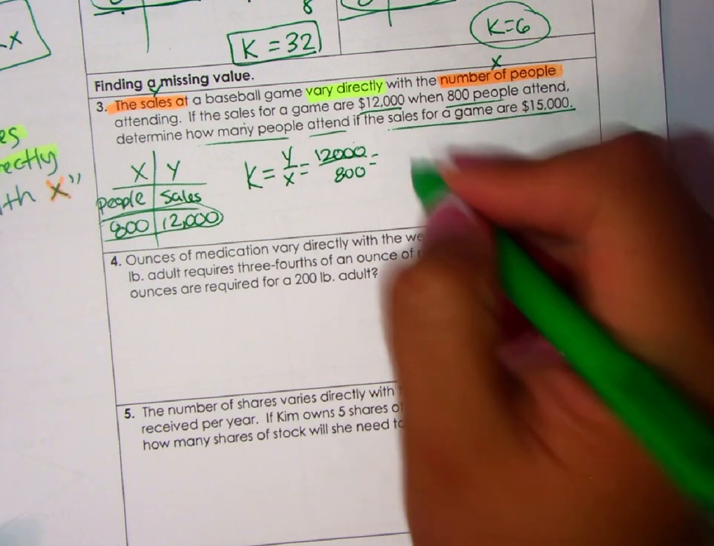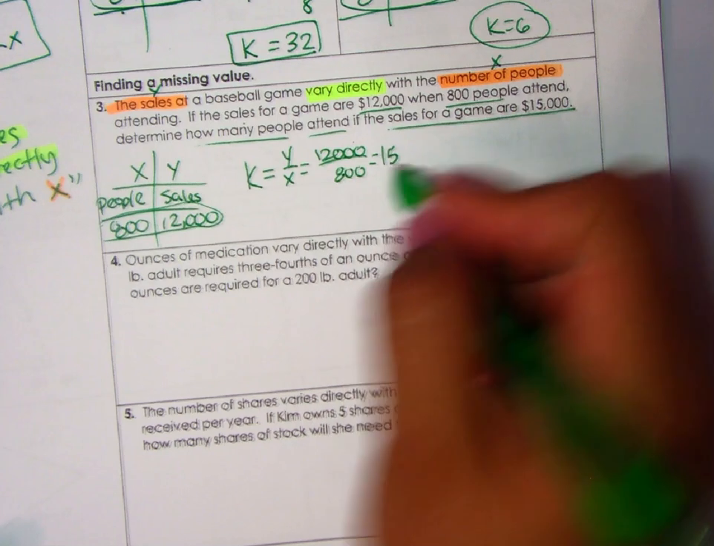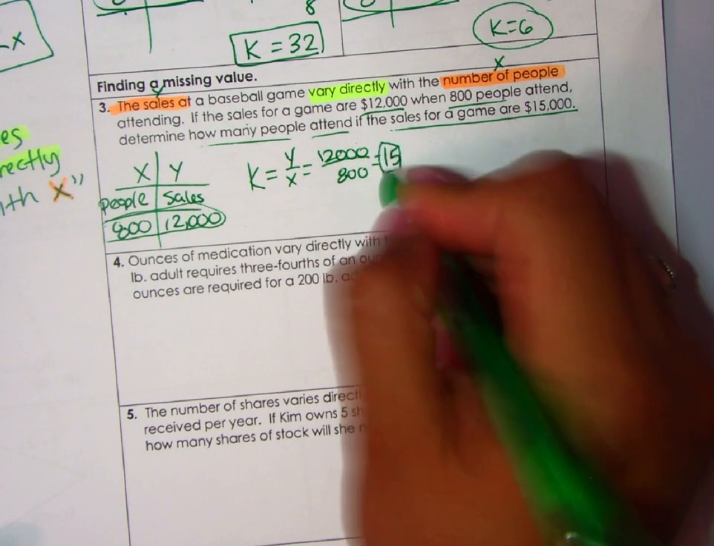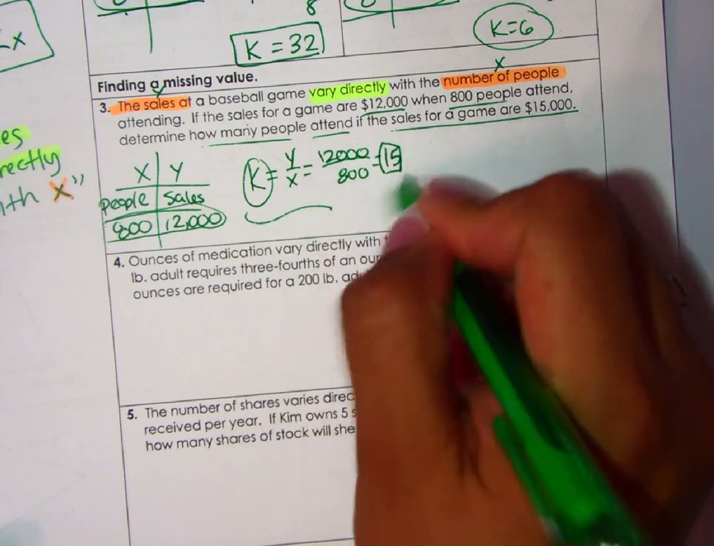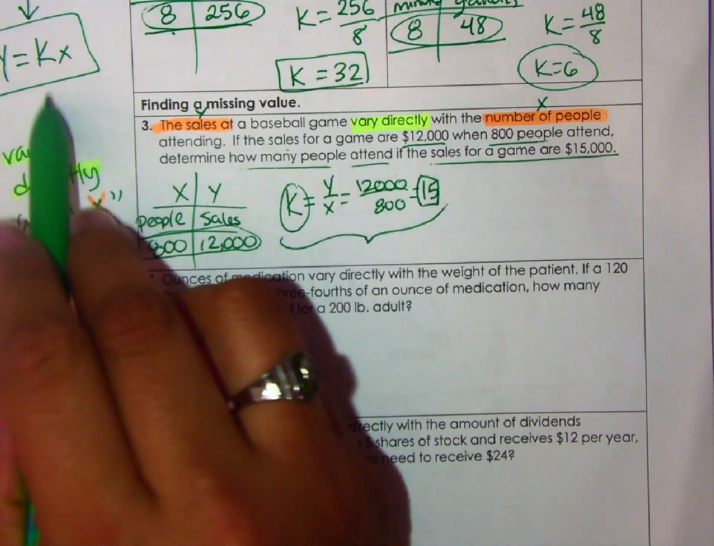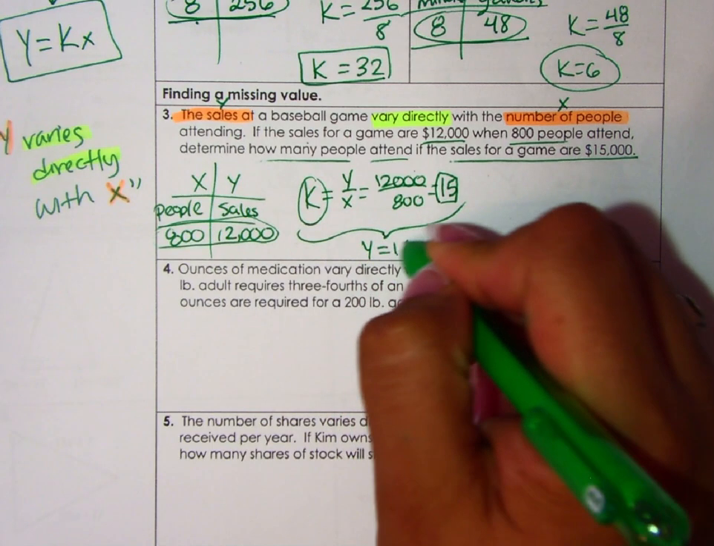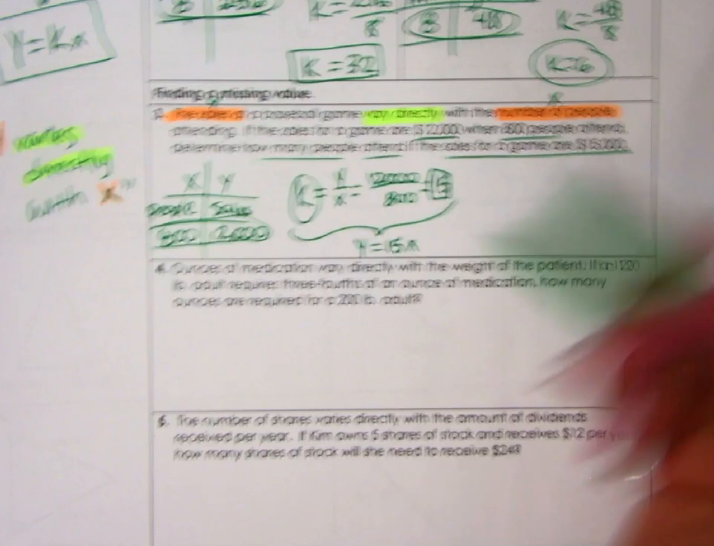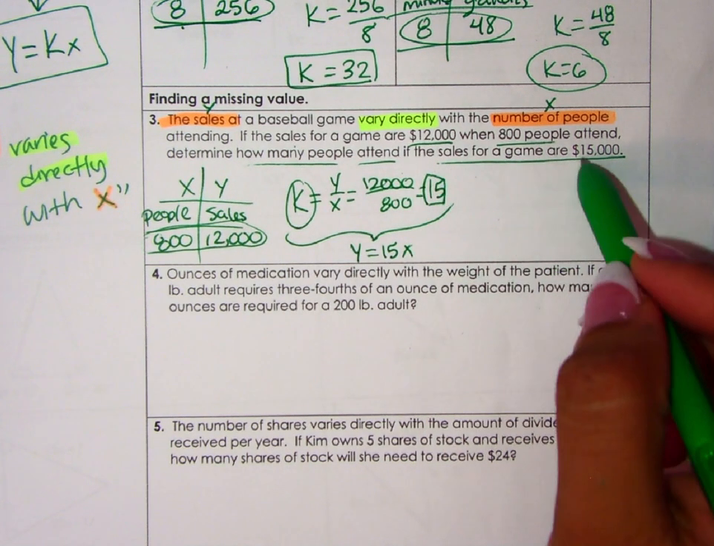And that equals 15, which means that 15 is your constant. So we're going to use this constant of 15 and then write an equation in the form of y equals kx. So y equals 15x. How many people attend the sale if the sales of the game are 15,000?